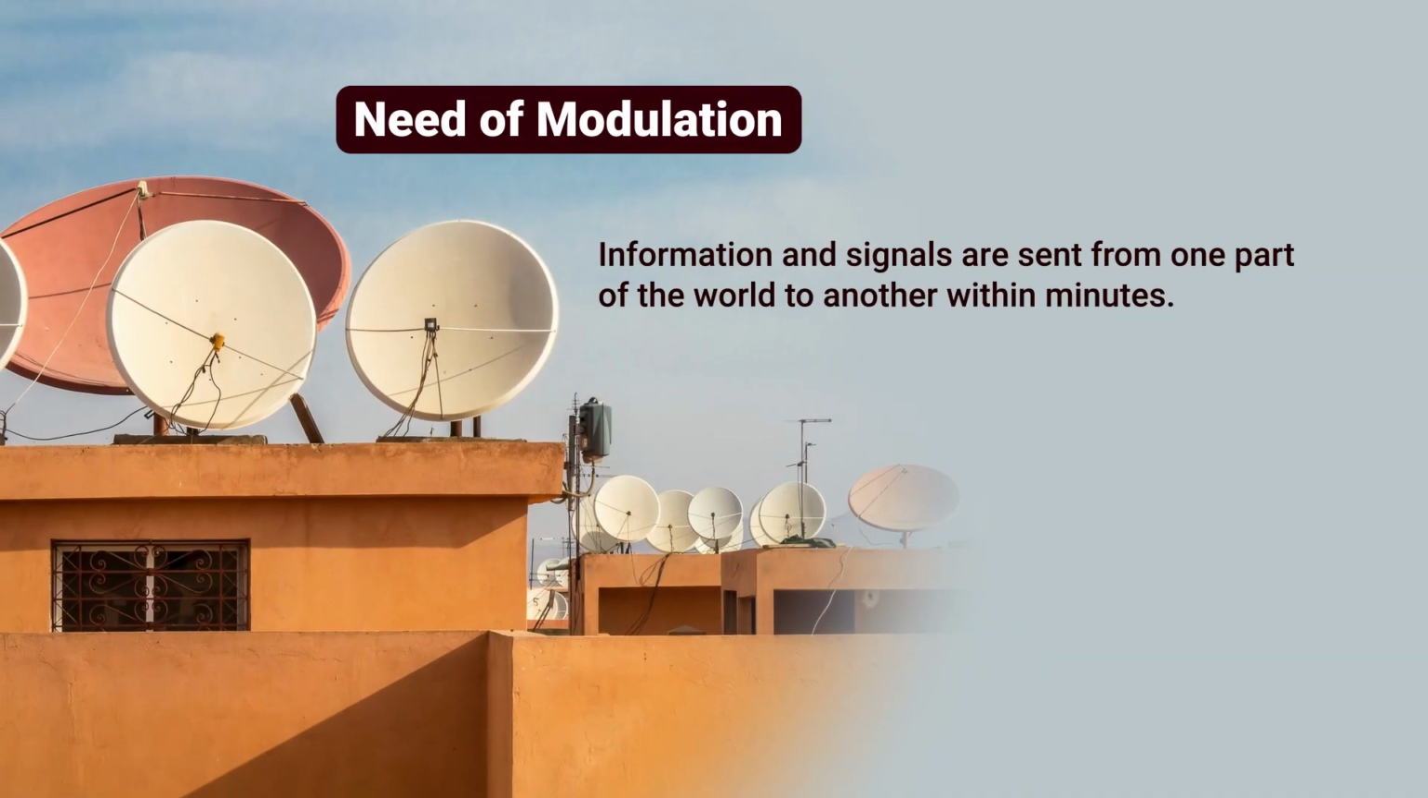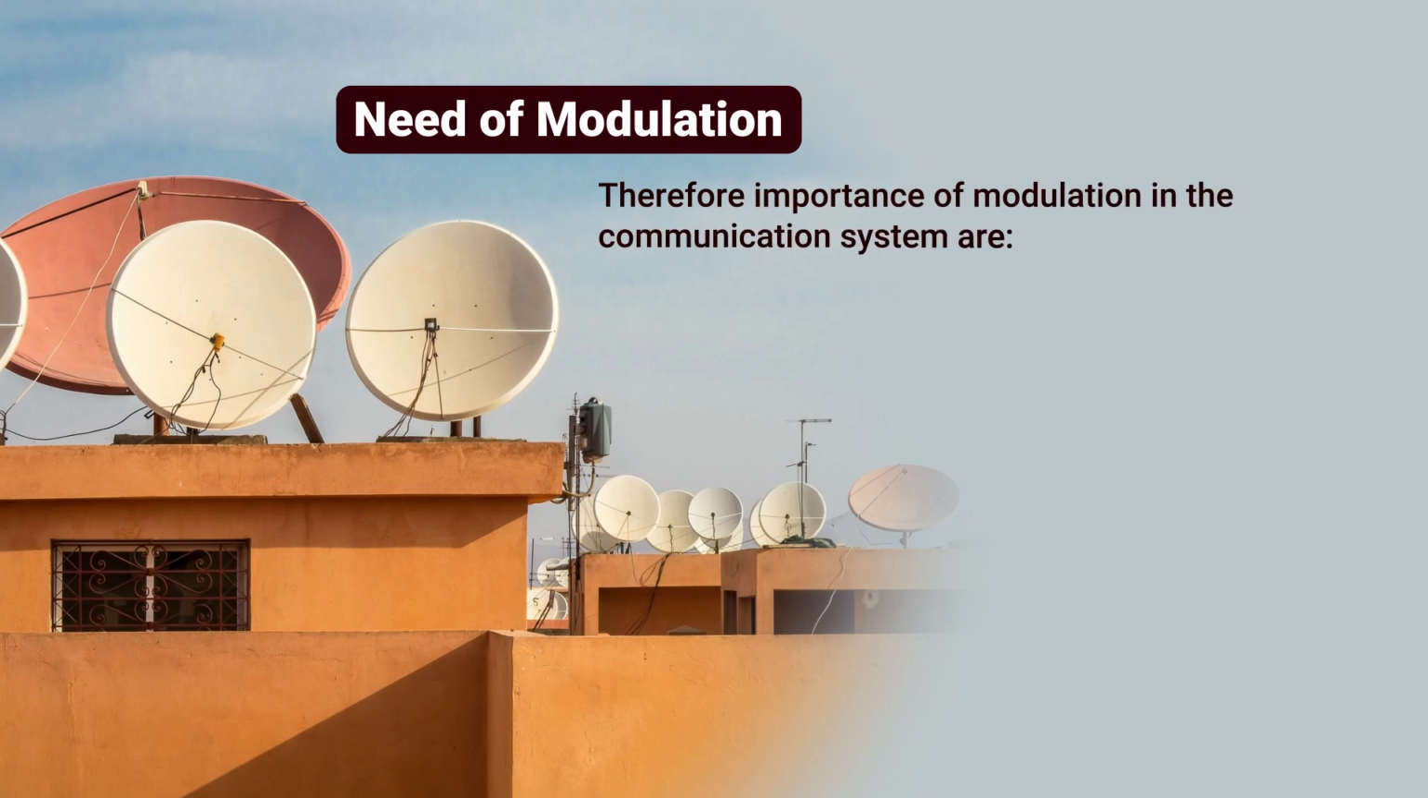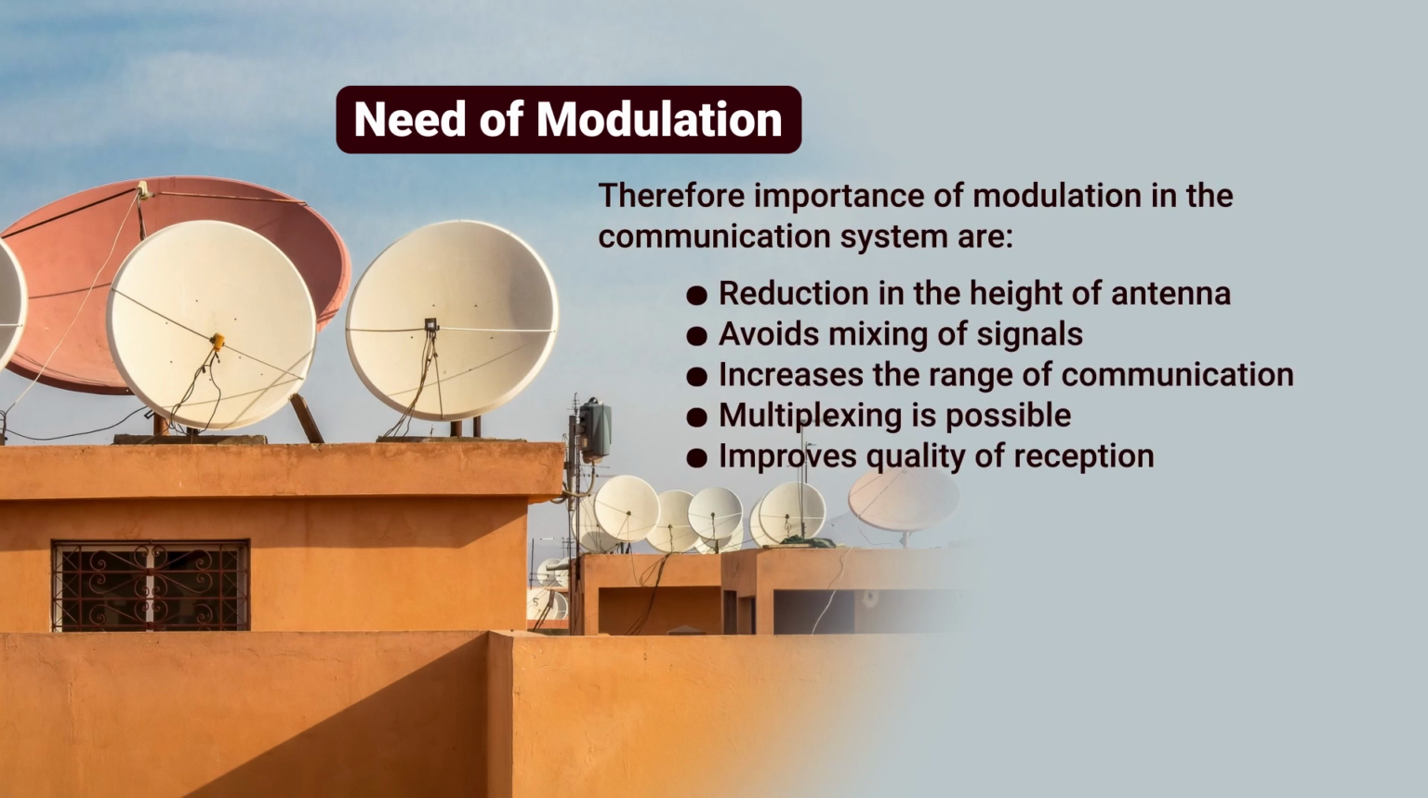Information and signals are sent from one part of the world to another within minutes. The modulation process plays a major role in the fast transmission of signal. Therefore, the importance of modulation in the communication system is: first, reduction in the height of antenna; second, avoid mixing of signals; third, increases the range of communication; fourth, multiplexing is possible; and last, improves the quality of reception. Now, we will see the detailed description of each point.